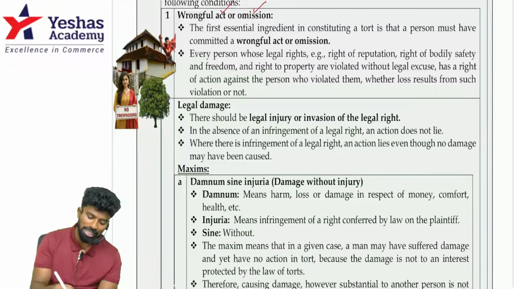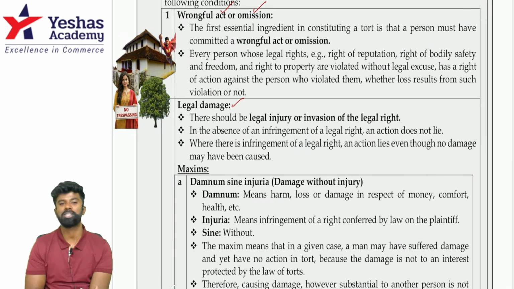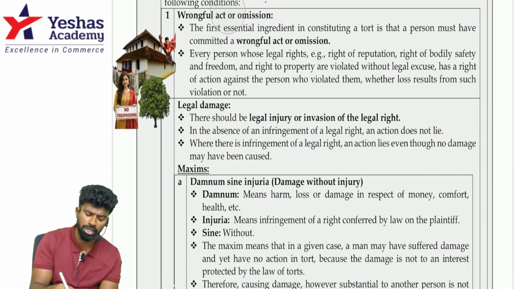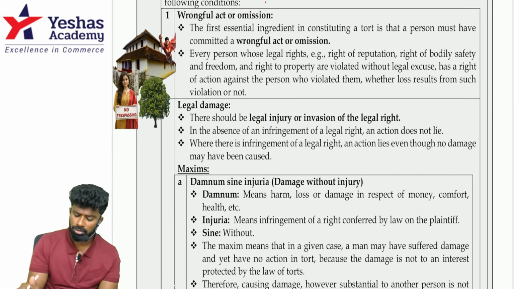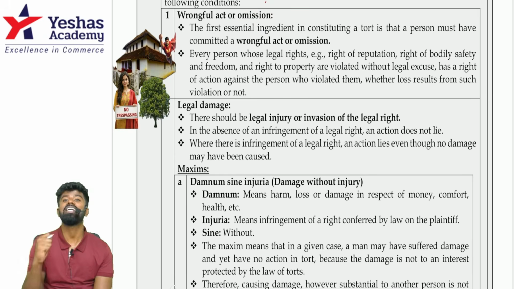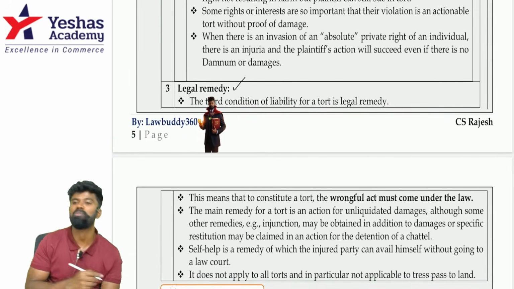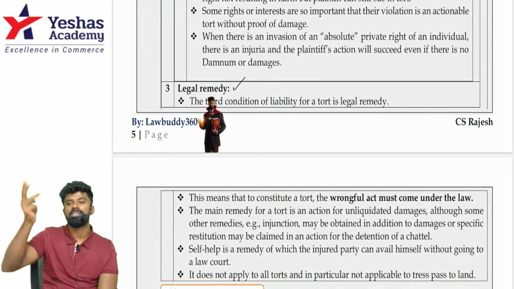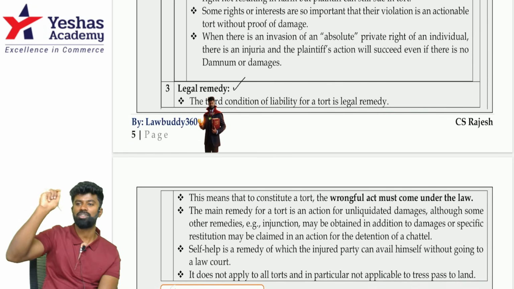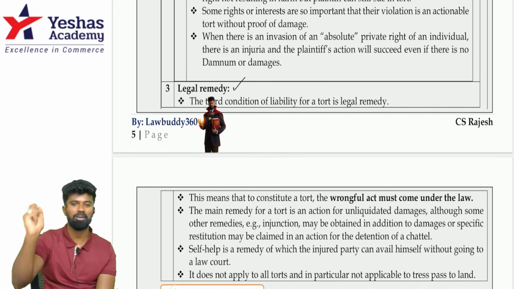Second one is what? There is a legal damage. What is legal damage? Violation of a legal right. And the third one is what? Legal remedy. These are the three essentials to be satisfied to call an act or omission of a person a tort.